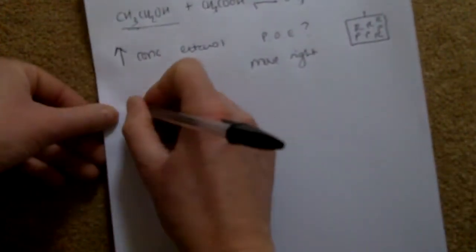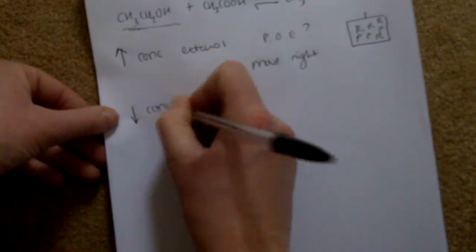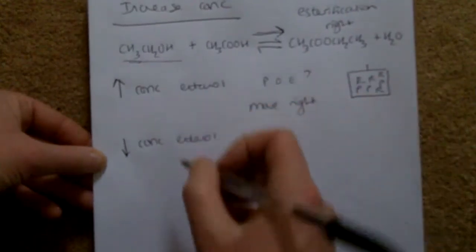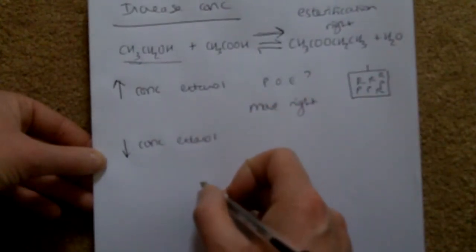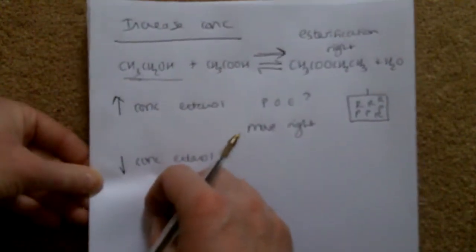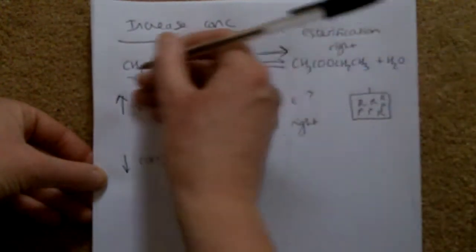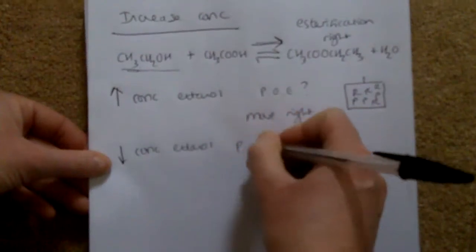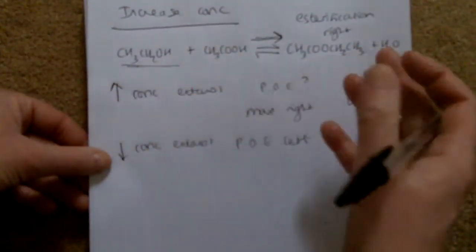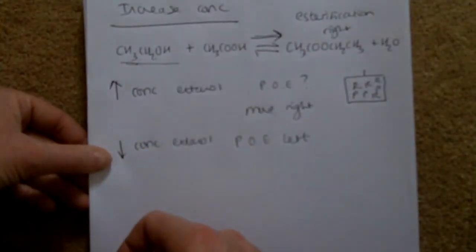What if we decrease the concentration of ethanol? What if we took some ethanol out of the container? If we decrease the concentration of ethanol, the position of equilibrium will move to the left to put the ethanol back in again, to restore the ethanol and minimize the change.